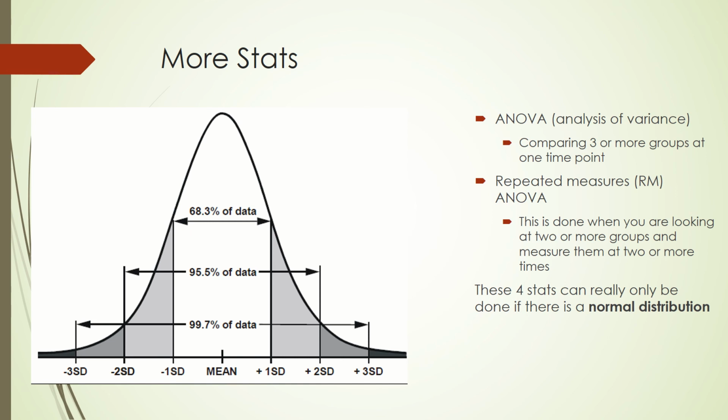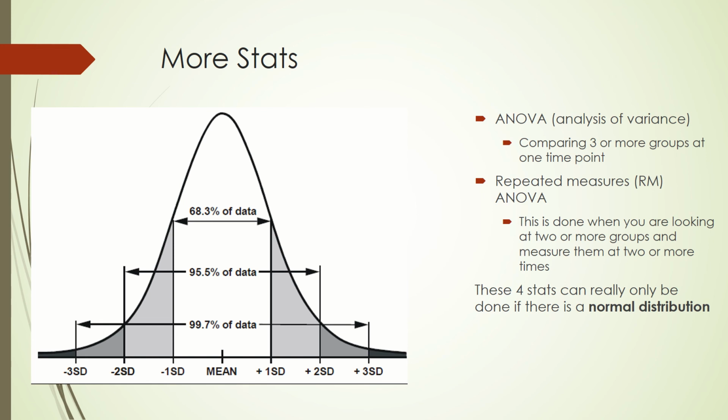Next thing, repeated measures ANOVA. You'll see this quite a bit as well. This is done when you're looking at two or more groups over time. So it's essentially mixing the independent and dependent t-test. So it's a bit more stringent statistic in order to find differences.